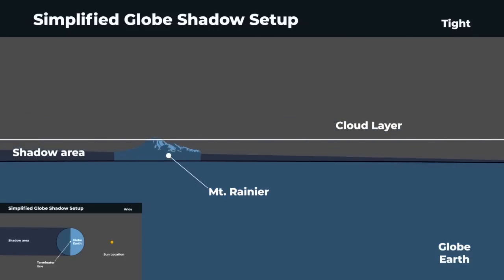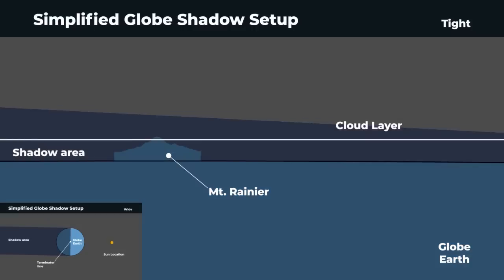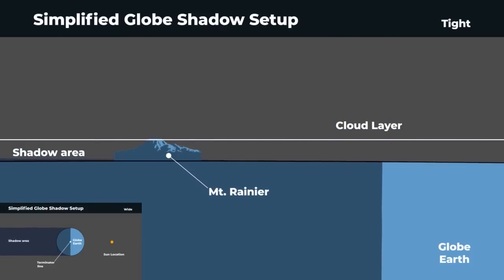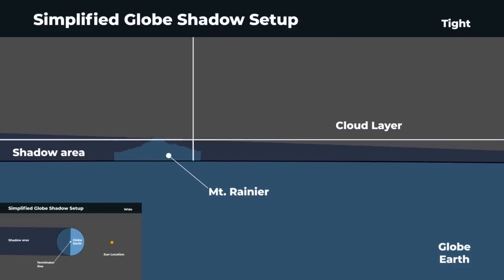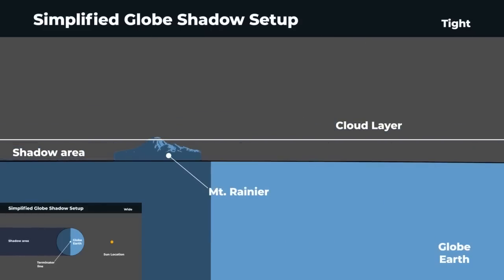Now let's add a cloud layer reference line. Where the bulge shadow crosses the cloud reference line, this is where you might expect to see the bulge shadow on the clouds. So based on these angles, the bulge should show up on the clouds in our experiment.